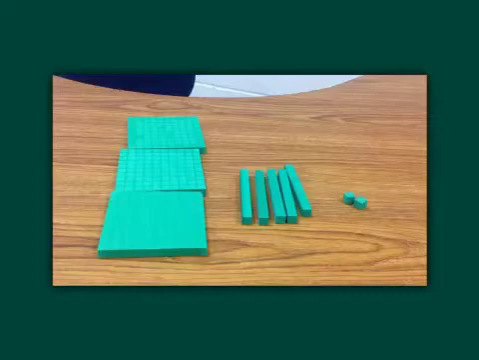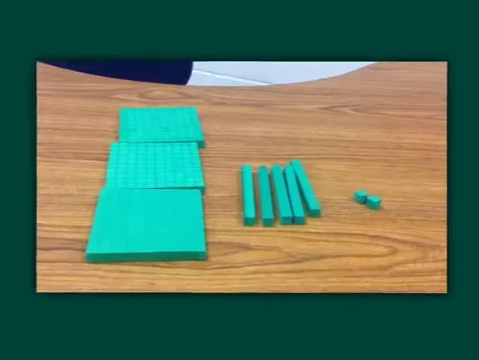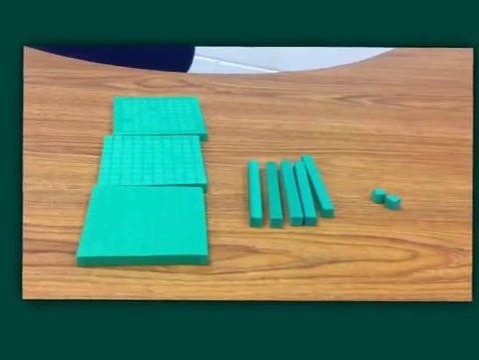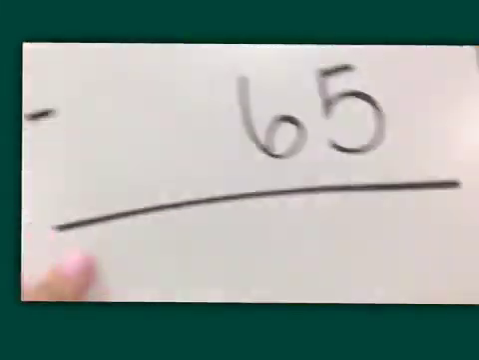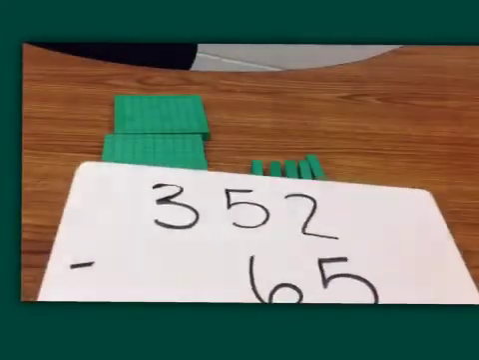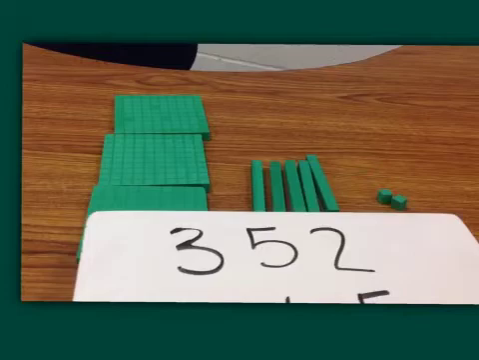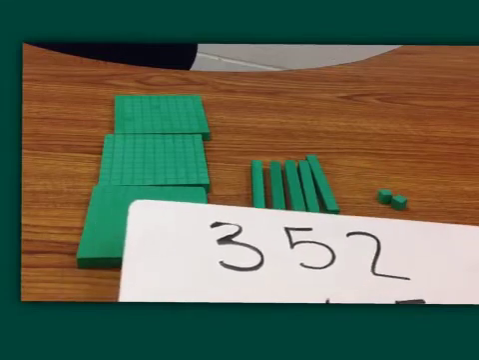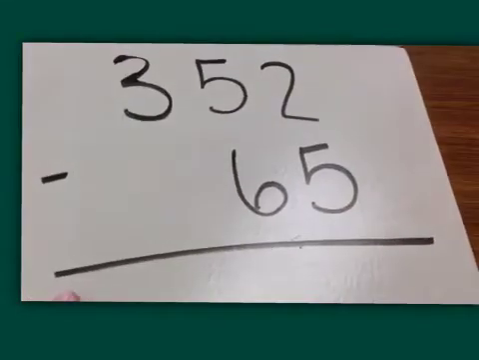My next problem is I want to have this many minus 65. So I want you to take a second and figure out how many this is. You should have decided that it was 352. And I want to take away 65. So I have my 3 hundreds, my 5 tens, and my 2 ones. And I'm taking away 65.